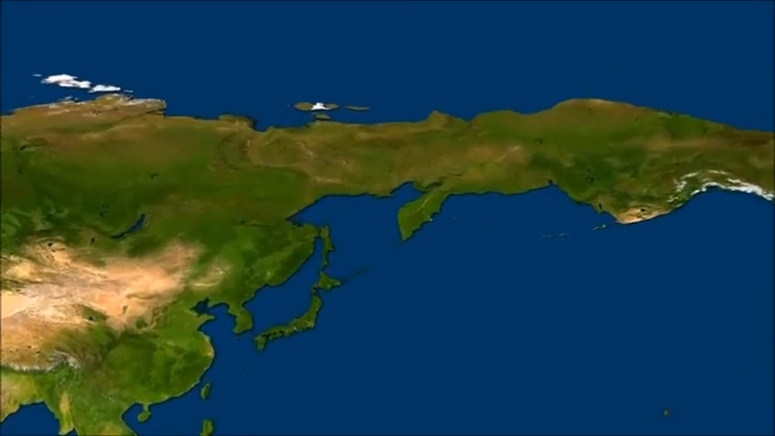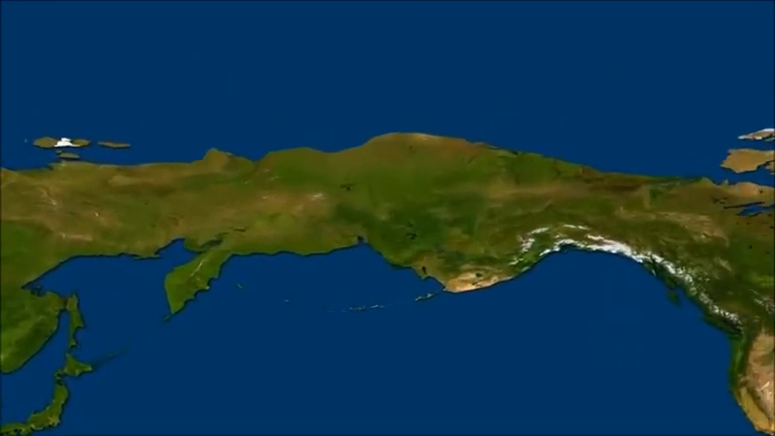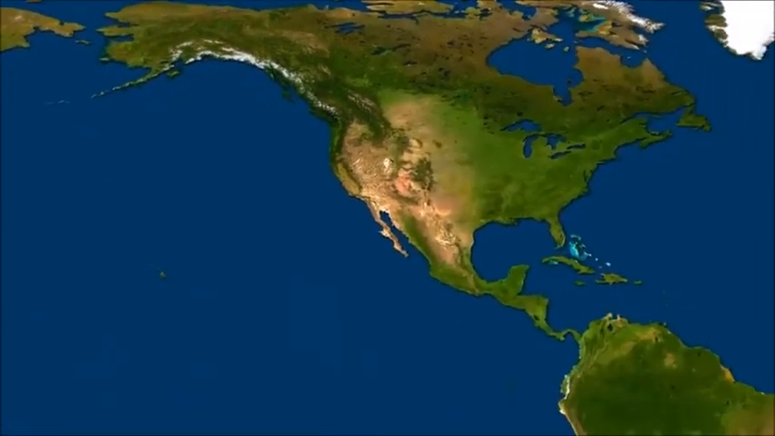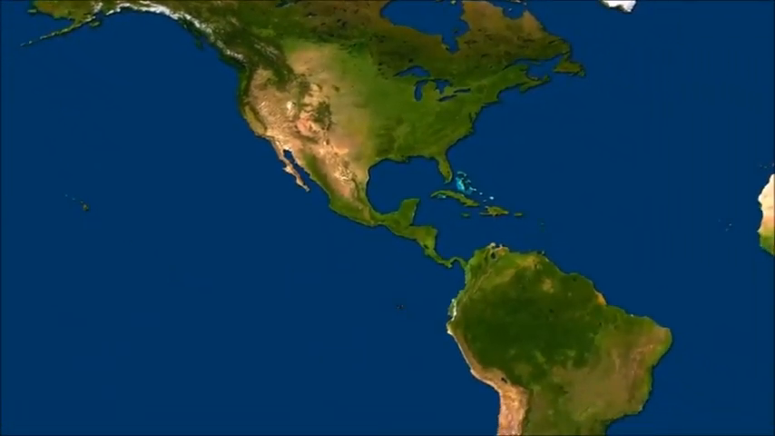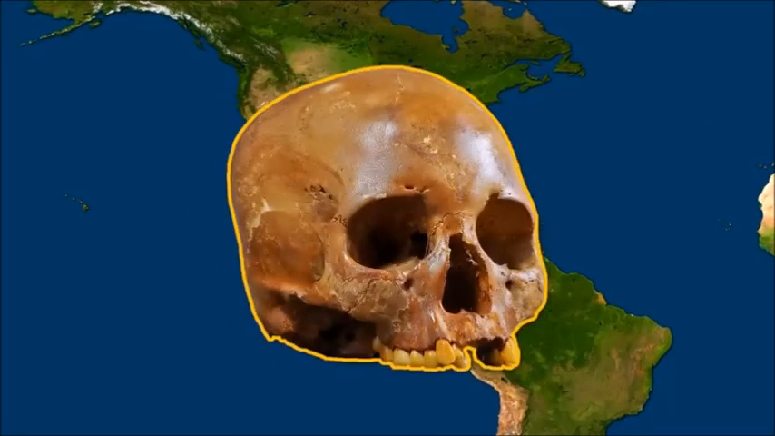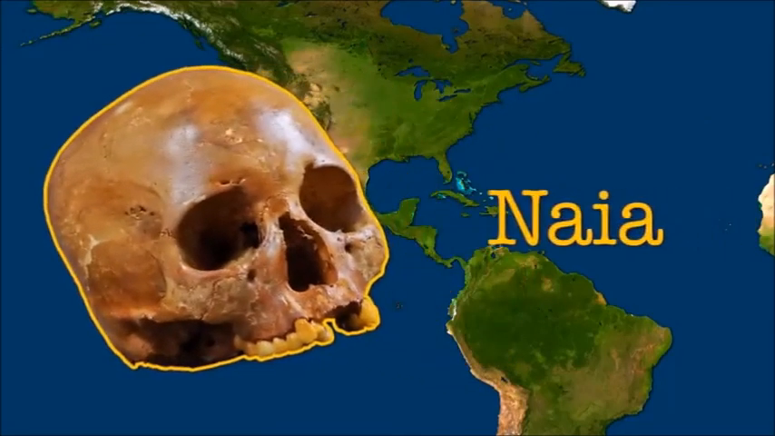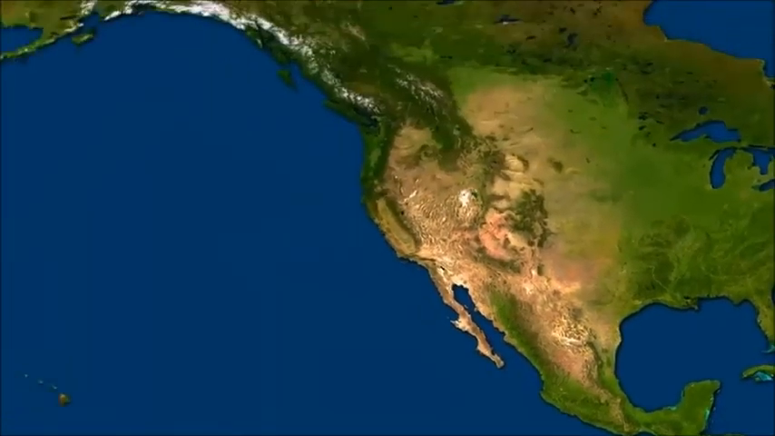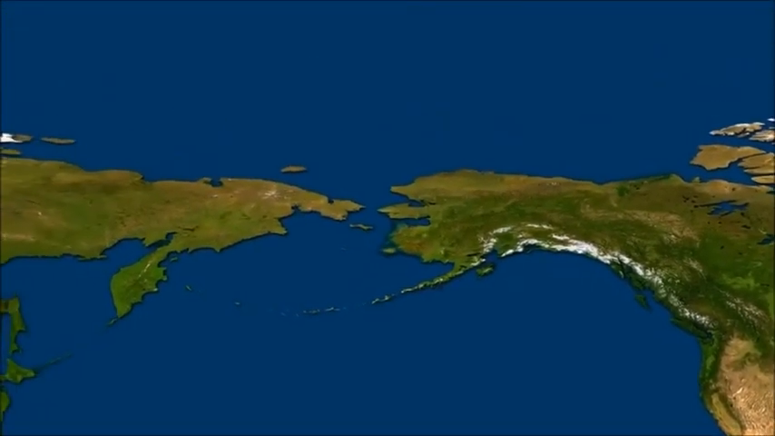But what's strange is that many of the oldest human remains uncovered in the Americas come not from the land around Beringia, but rather further south, towards the middle of the landmass. The most well-known example of this are the remains of a teenage girl, nicknamed Naya, found in the Yucatan Peninsula in modern-day Mexico, nowhere near where humans supposedly first stepped foot on the continent.